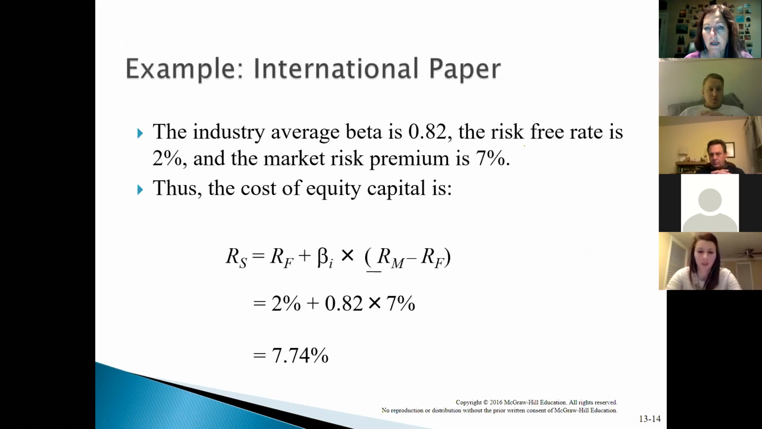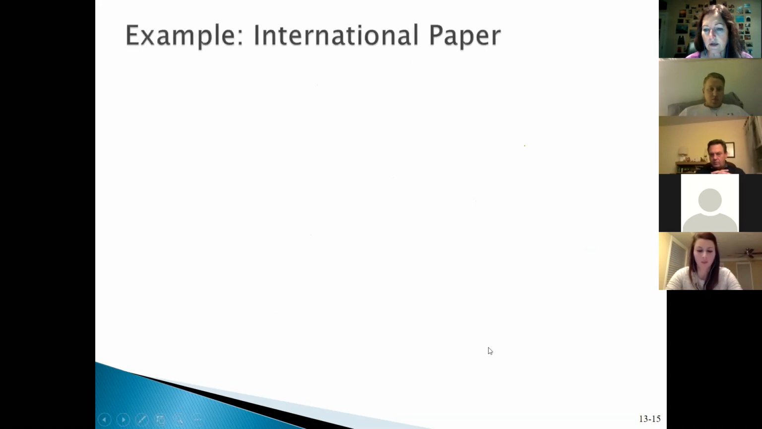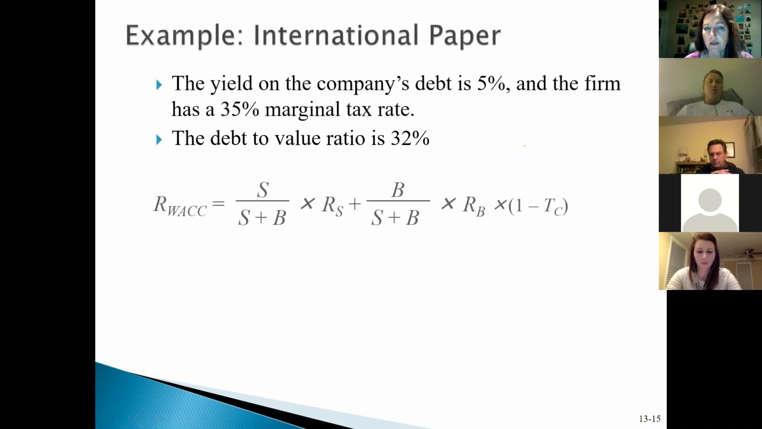Yes, but I'm sorry, where was the 7.74? Right here. We calculated that. Yep, we just calculated that a minute ago. So that was using CAPM. We did that calculation.